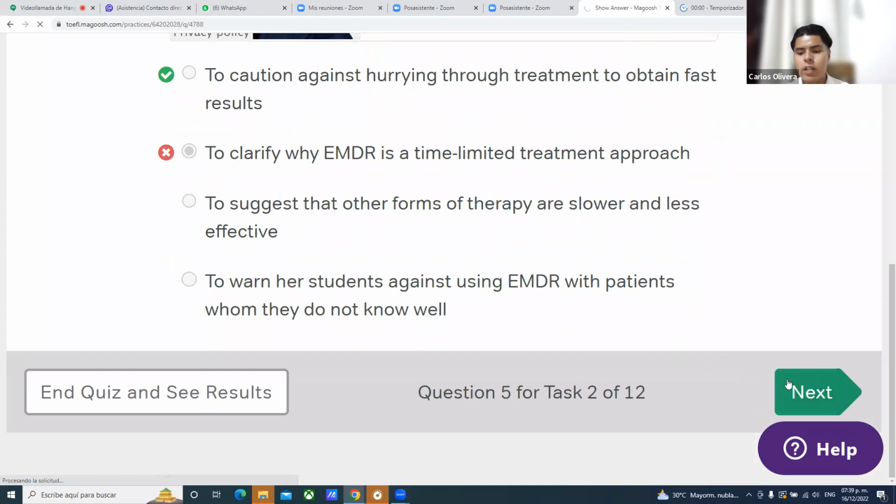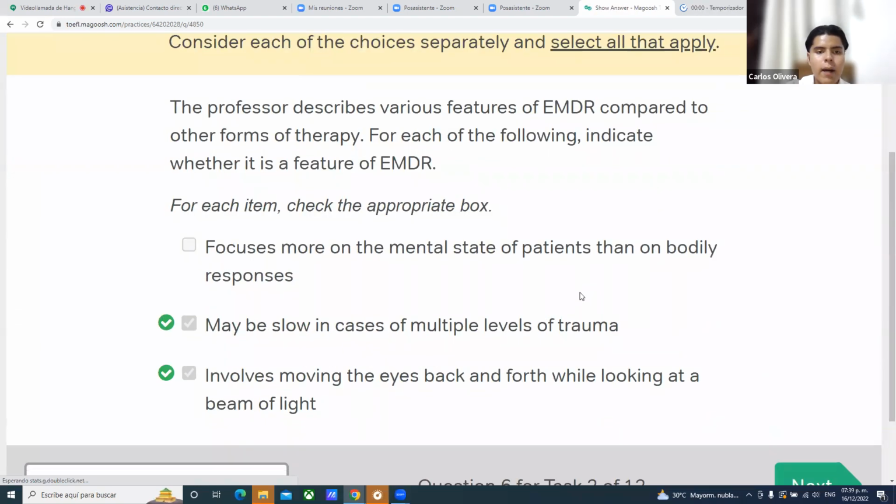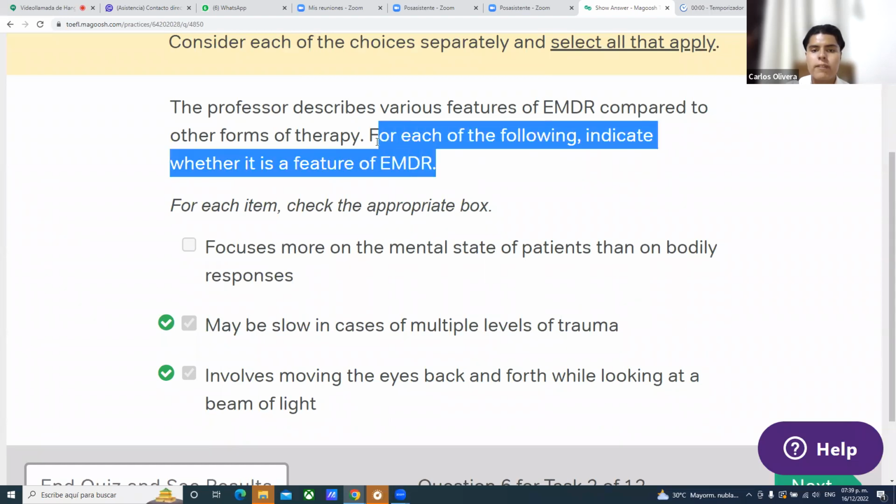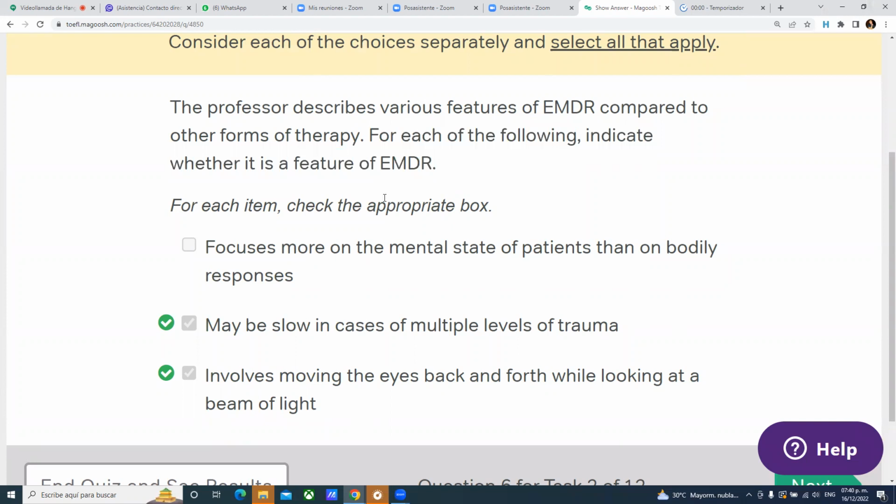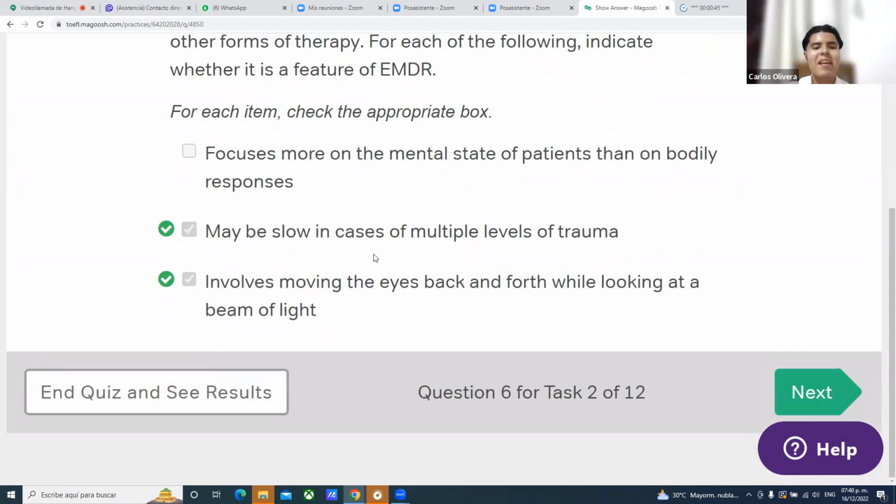Well, the next question, and the last one actually, and this one was very well responded. Which of the sentences describe EMDR? Once again, having trouble pronouncing this. Maybe slow in cases of multiple levels of trauma. Fantastic. Involves moving the eyes back and forth while looking at a beam of light. Well, exactly what the professor said, right? Fantastic.